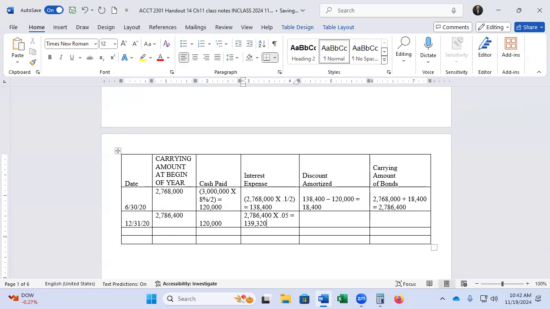So now we carry down the carrying amount, 2,786,400. We paid 120,000. We multiply the 2,786,400 by 0.05. We get 139,320. 139,320 minus 120,000 equals 19,320. And we end up with 2,805,720.